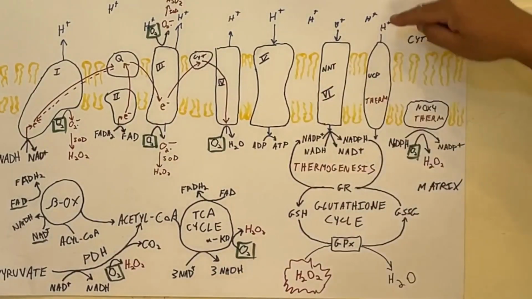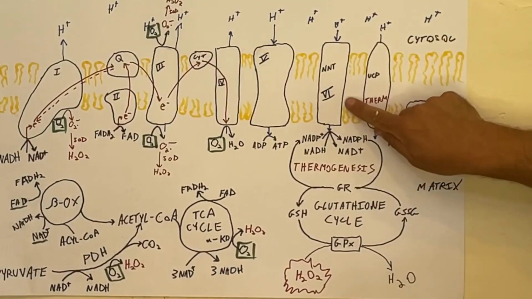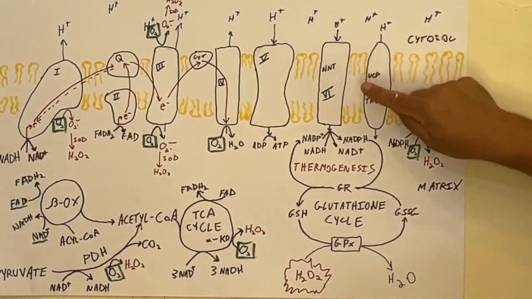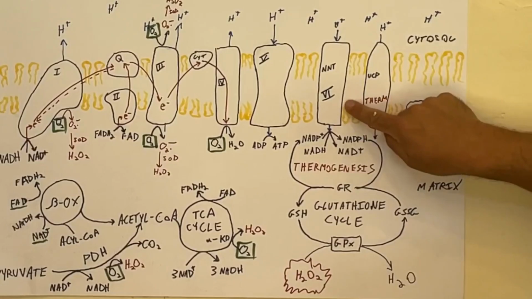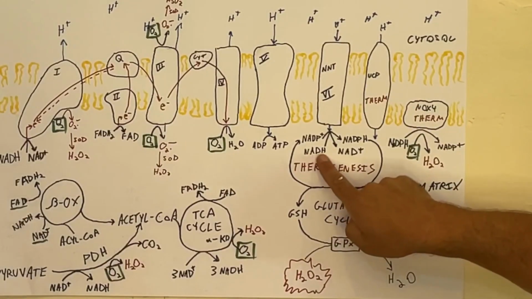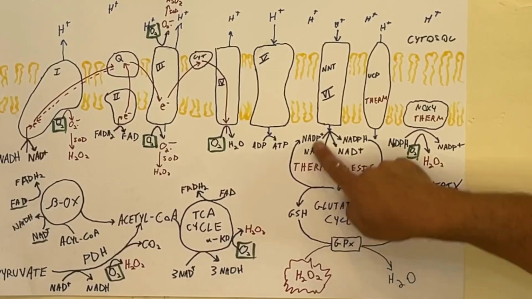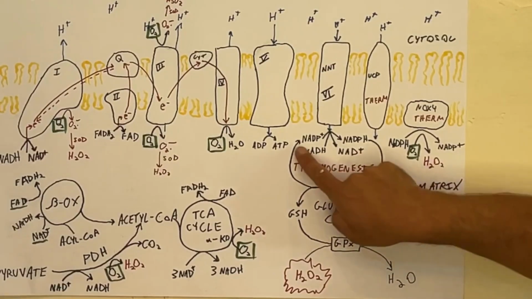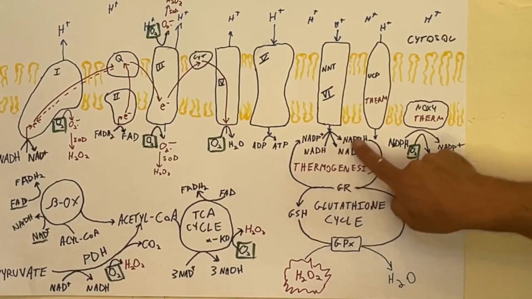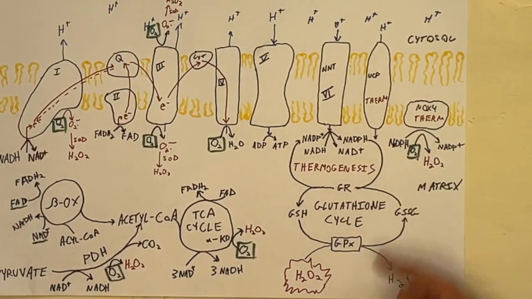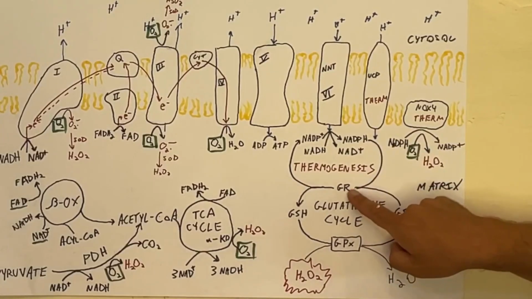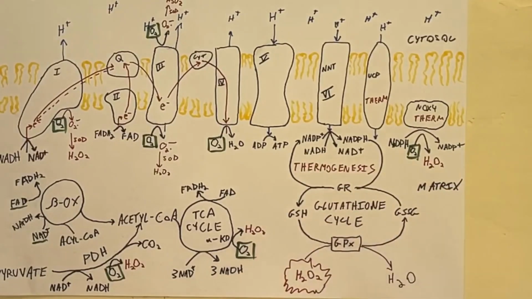Over here, this is NNT. This is what I call complex 6. No one else calls it complex 6, but I do. What complex 6 does is it takes these electrons from NADH, oxidizing the NADH back to NAD+, but those electrons are handed to NADP+, turning it into NADPH. Now, NADPH is what the enzyme glutathione reductase uses to create reduced glutathione, and reduced glutathione is exactly what is needed to eliminate hydrogen peroxide and convert it harmlessly back to water.